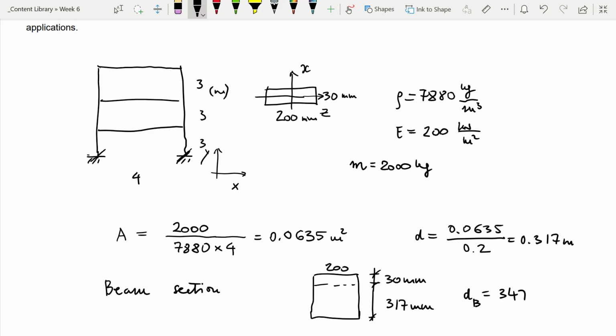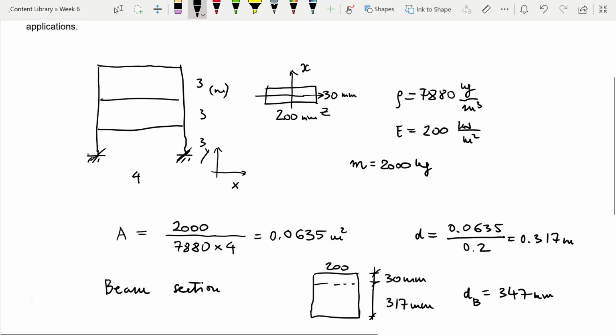There are two reasons for making this adjustment. One is to incorporate the mass which is added and spread it along the beam. Another reason is to give the beam more rigidity by adding its depth. It becomes closer to the assumptions of the rigid frame, which is that beams are rigid. So now that the beam section has been increased, it is more rigid.